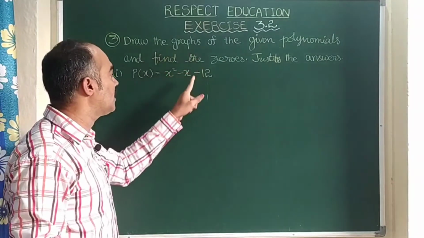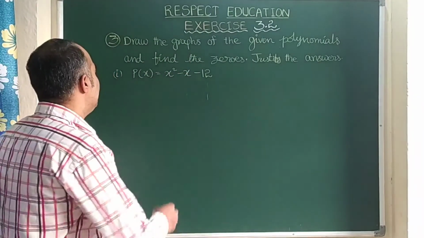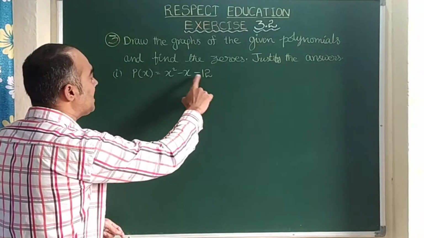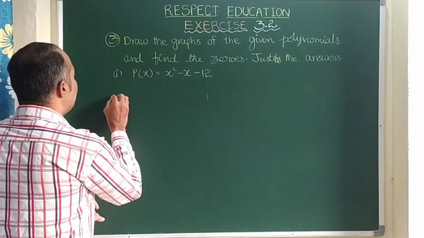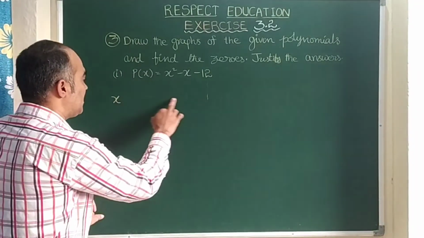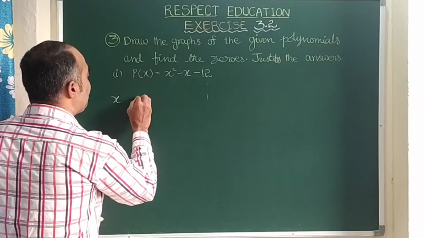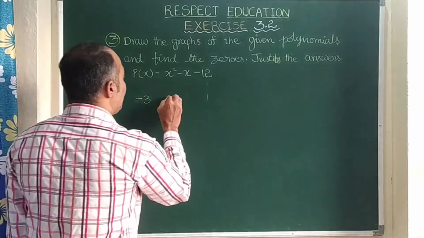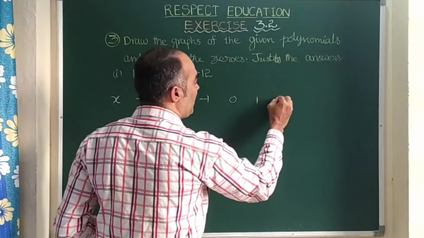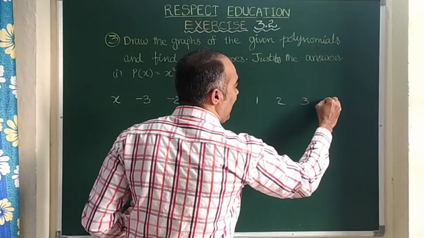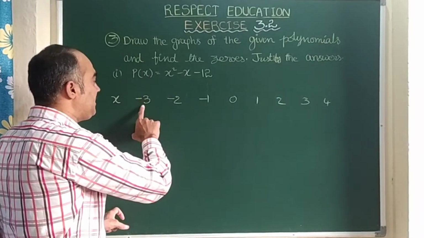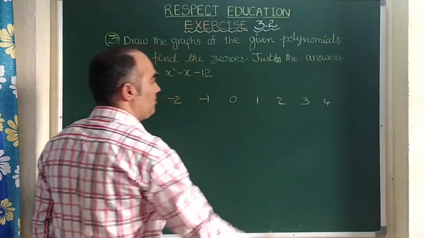First I am going to explain how to draw the graph of the given polynomial. See here, the given polynomial is p of x equal x square minus x minus 12. This polynomial is in terms of x, so let us start this problem with x itself. First I am taking the values of x. Here I am taking minus 3, minus 2, minus 1, 0, 1, 2, 3 and 4. So I am taking the values from negative 3 to positive 4.